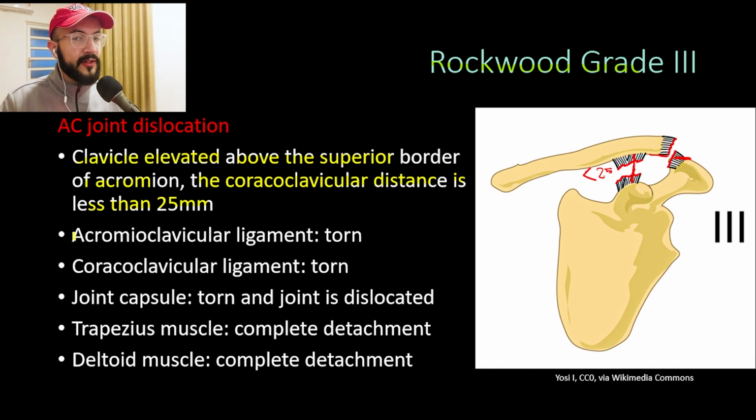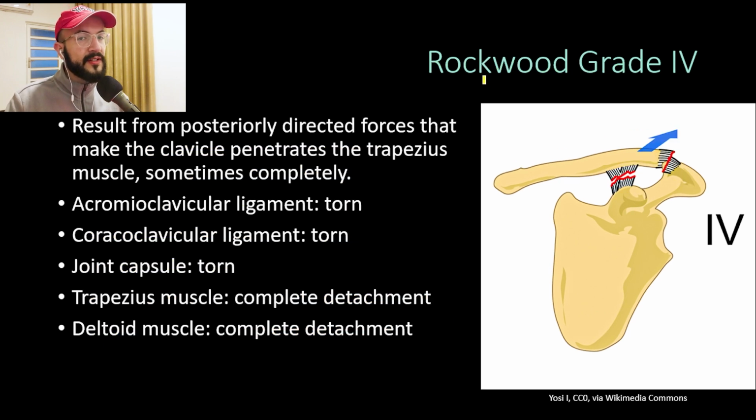Now the acromioclavicular ligament and the coracoclavicular ligament in this grade are both torn, as you can see in the picture here, and the joint capsule is torn and the joint is dislocated, and the trapezius and deltoid muscles are both completely detached from the clavicle. Now let's talk about the Rockwood grade 4.